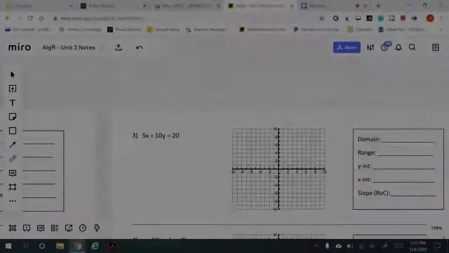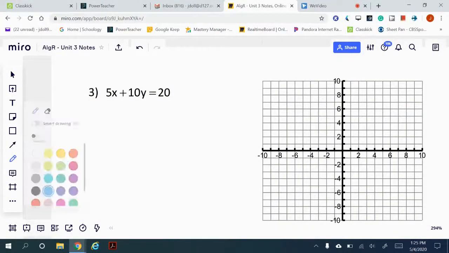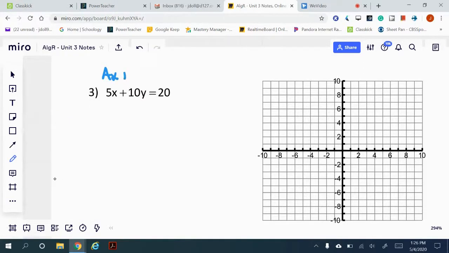Now, moving on to number 3, we see x and y again. We have both of them, but notice they're on the same side, right? And the only formula we had where x and y were on the same side was our standard form. So we can see here that A is 5, B is 10, and C is 20.